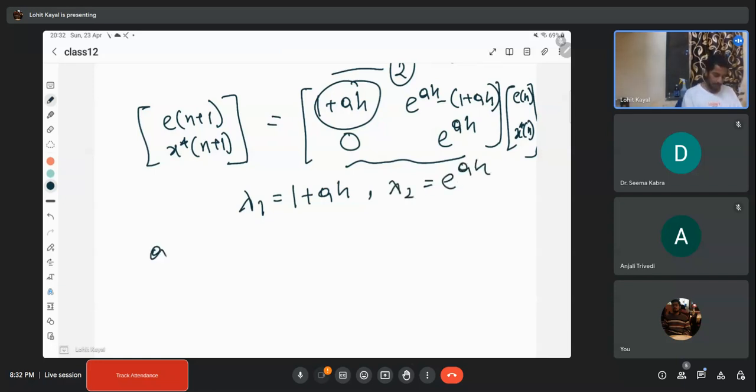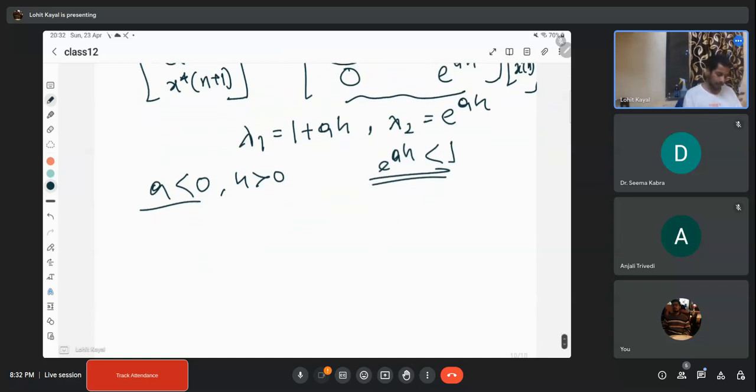Now it is told that a is less than 0 and h is greater than 0. So e to the power a h is always less than 1. So this is already satisfied. Now I need mod lambda 1 to be less than 1. Okay, this condition needs to be satisfied.